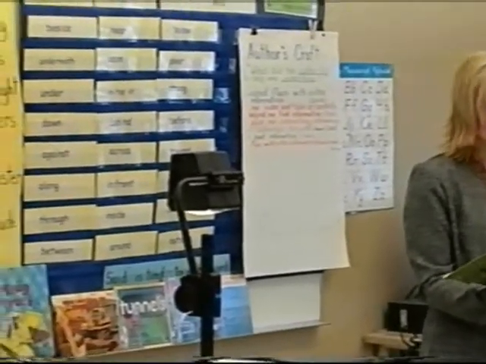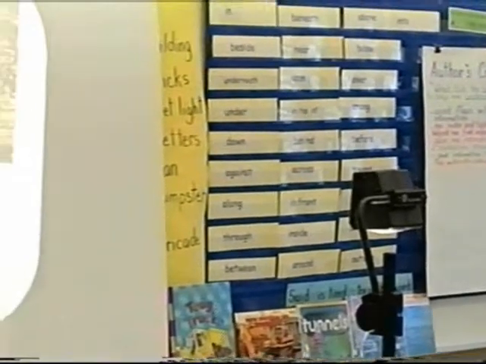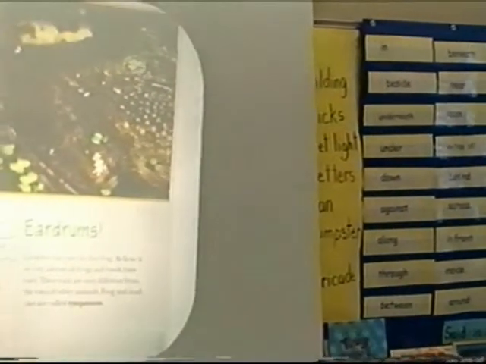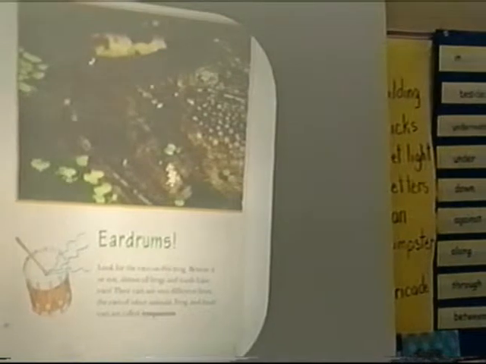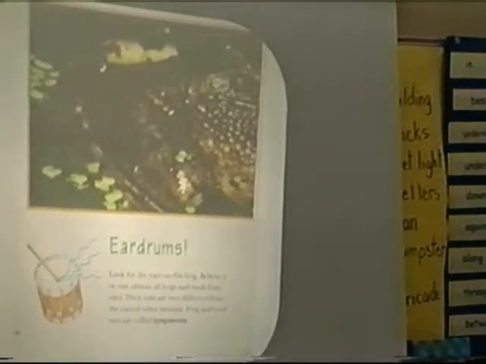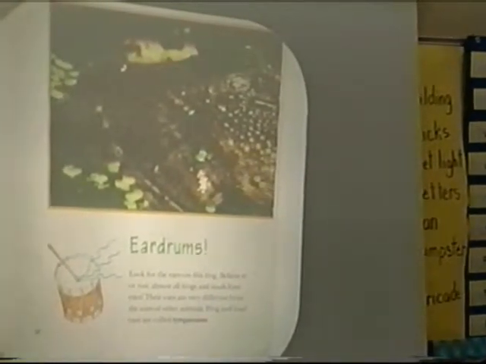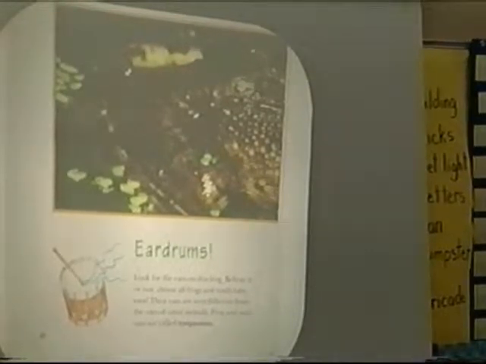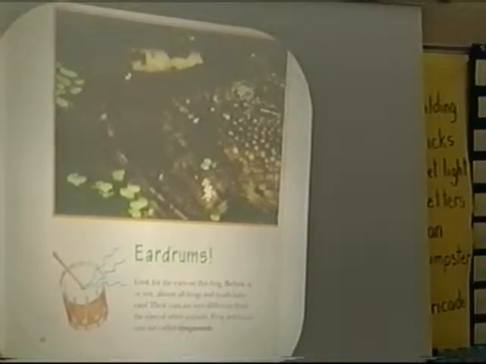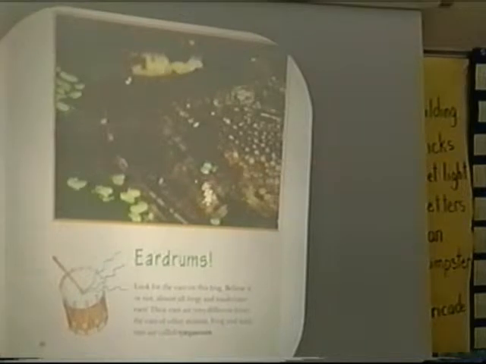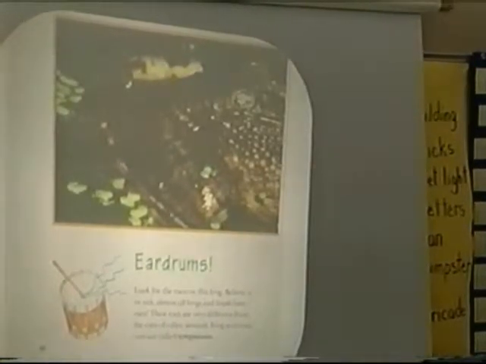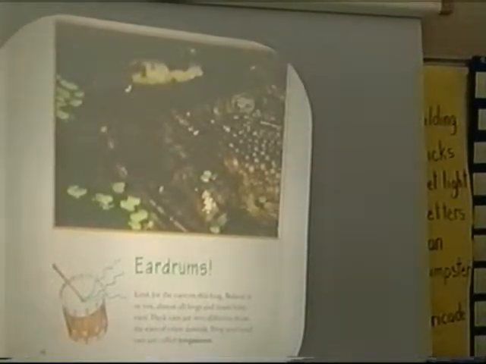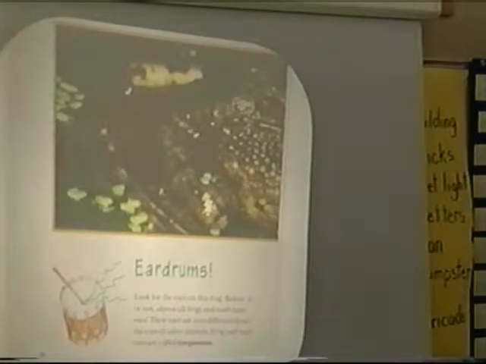The subtitle is Eardrums. Look for the ears on this frog. Believe it or not, almost all frogs and toads have ears. Their ears are very different from the ears of other animals. Frog and toad ears are called tympanums. The tympanum is a thin layer of skin. It does not stick out from the head, and there is no hole.